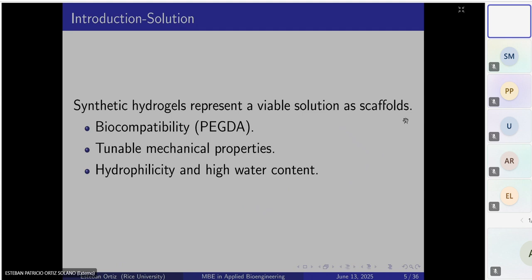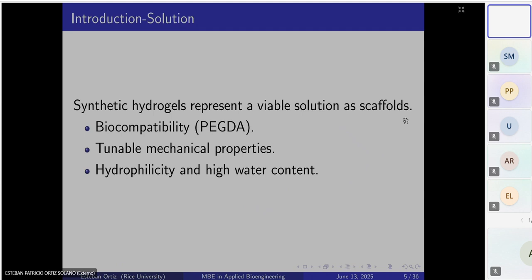And we have different kinds of hydrogels. We have natural hydrogels like collagen. We have synthetic hydrogels. And for this specific research, I used PEGDA. PEGDA is really useful because it's approved by the Food and Drug Administration, so it is safe to use in the human body.